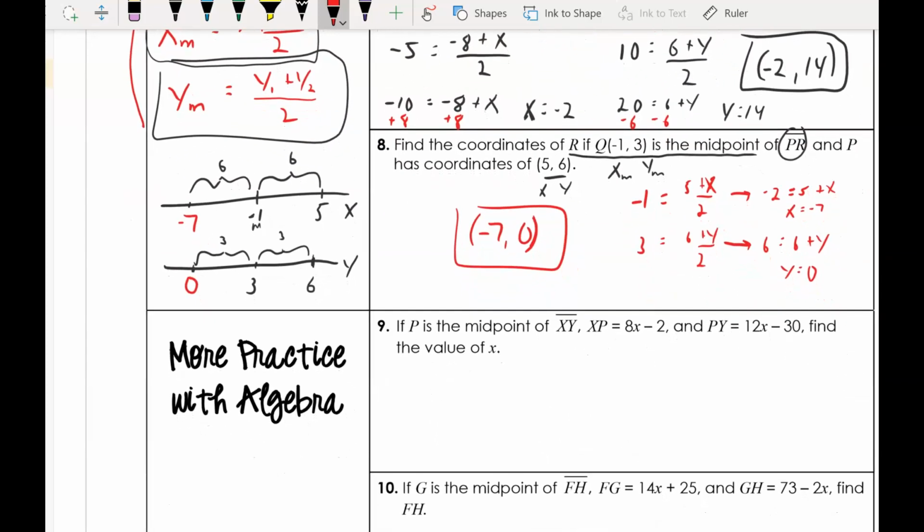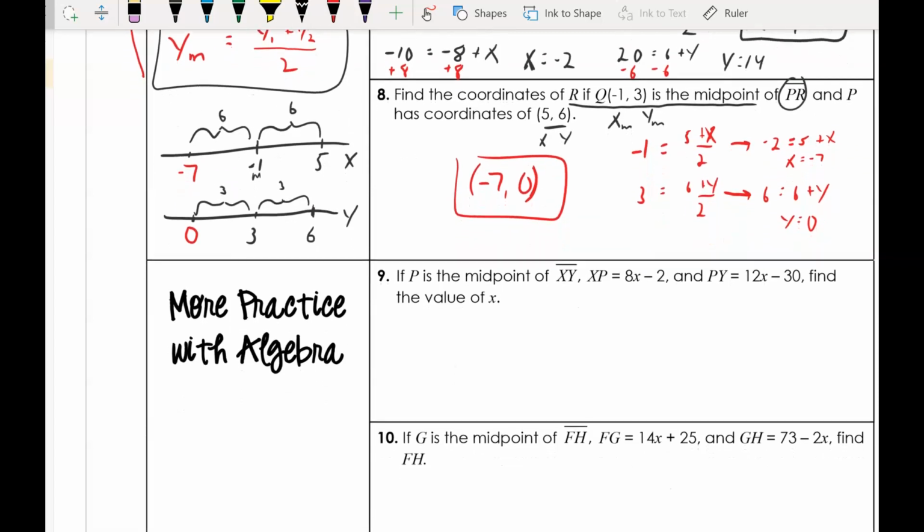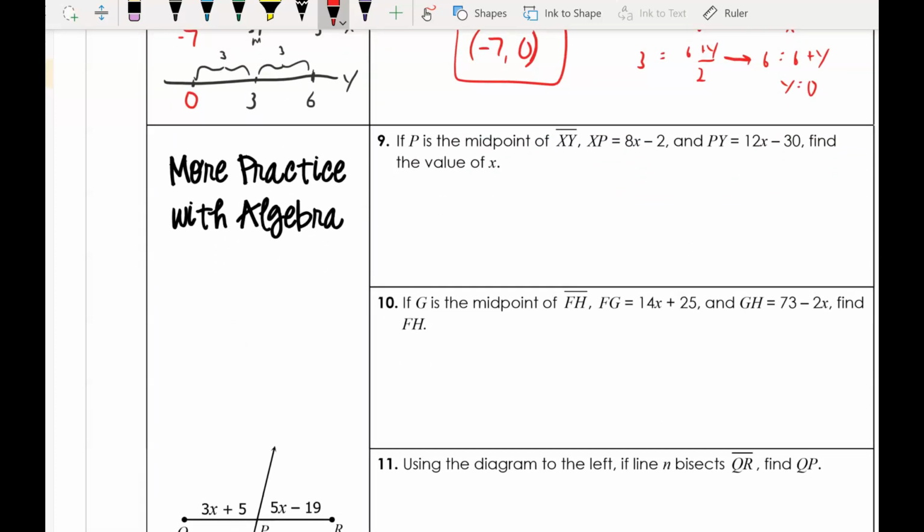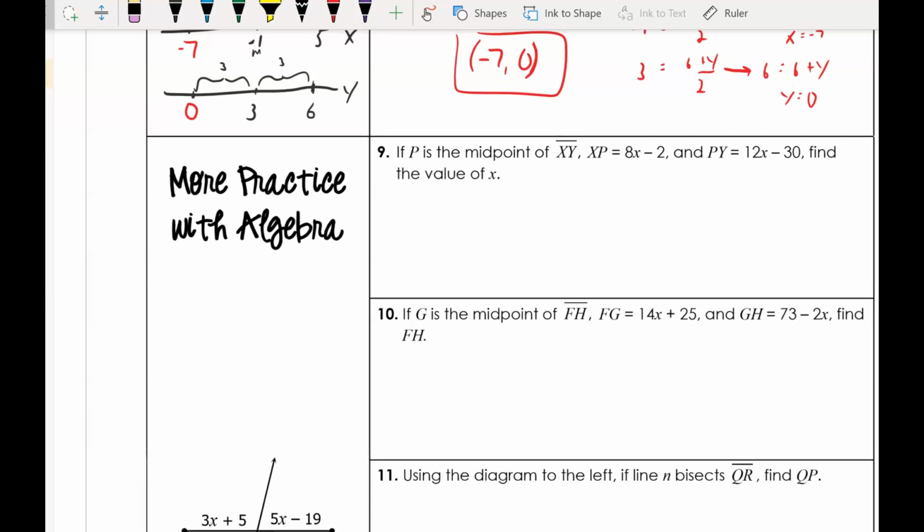Okay, so usually my classes are pretty split. Some students like to do it using the algebraic method that I have here in red, and some people like to put the number lines. Okay, so let's look at one more type of problem here, and this is in synthetic geometry.